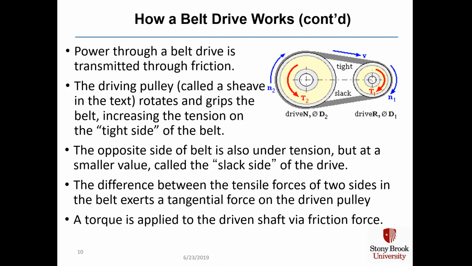Power through a belt drive is transmitted through friction. The driving pulley rotates and grips the belt, increasing the tension on the tight side of the belt and decreasing it on the slack side. The difference between the tensile forces of the two sides in the belt exerts a tangential force on the driven pulley. A torque is applied to the driven shaft via friction force.